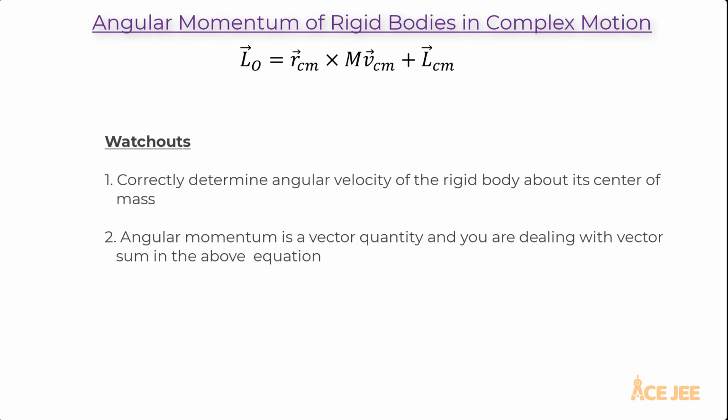Second watch-out is when writing the angular momentum of the body about its center of mass or the angular momentum of the center of mass about the point of interest, remember that you are dealing with vectors. So correctly express the angular momenta in unit vector notation and follow the rules of vector addition.